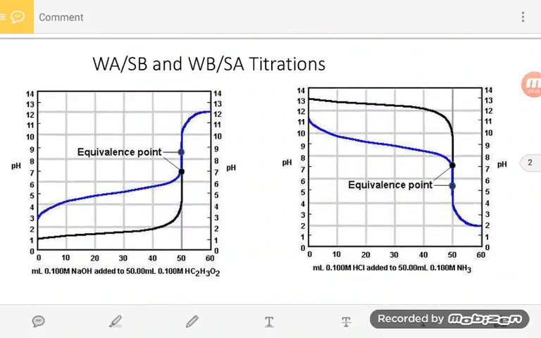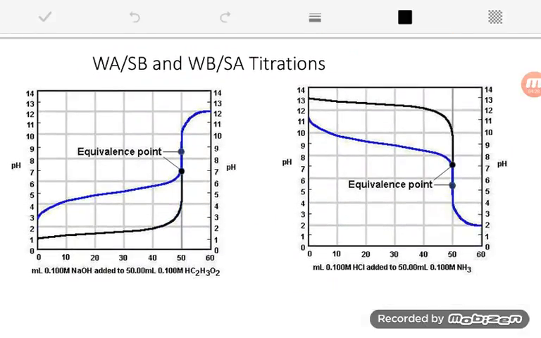Now let's look at two weak titrations. So here on the left is my weak acid, strong base titration. So I started with a weak acid and added a strong base. And we can see that this black curve, that is my strong acid, strong base titration, is just there for comparison purposes. So the weak acid also starts out at an acidic pH, but notice it's a little higher compared to the strong acid. Weaker acid means a higher pH.